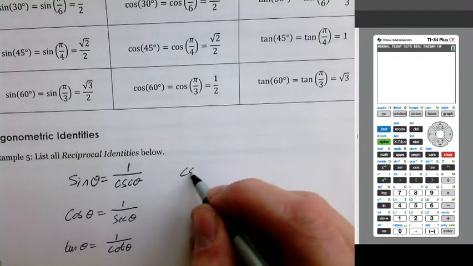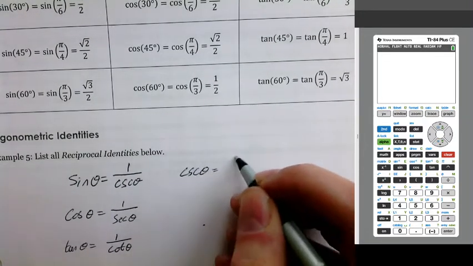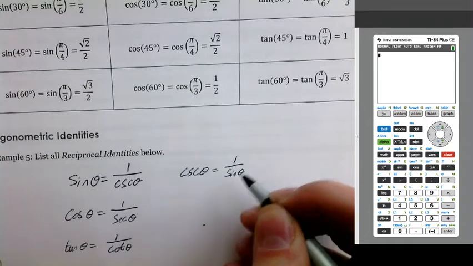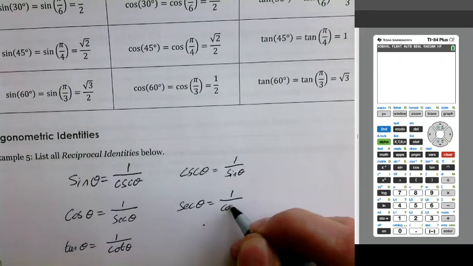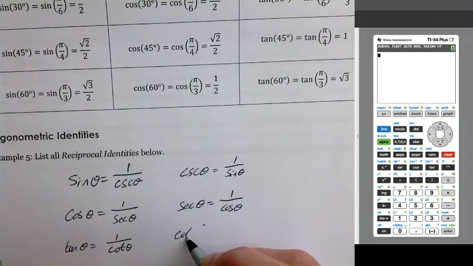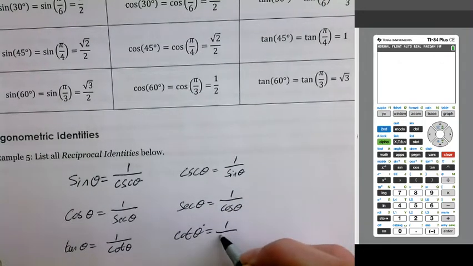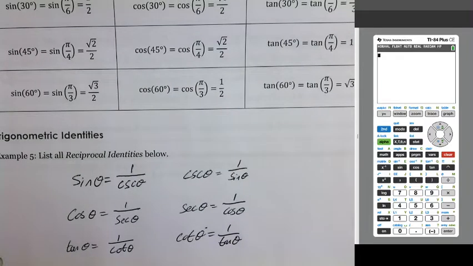So we could also write these in this form. Cosecant of theta equals 1 over sine of theta. Secant of theta equals 1 over cosine of theta. And cotangent of theta equals 1 over tangent of theta. They're reciprocals in either way you go. So these are 6 different identities.